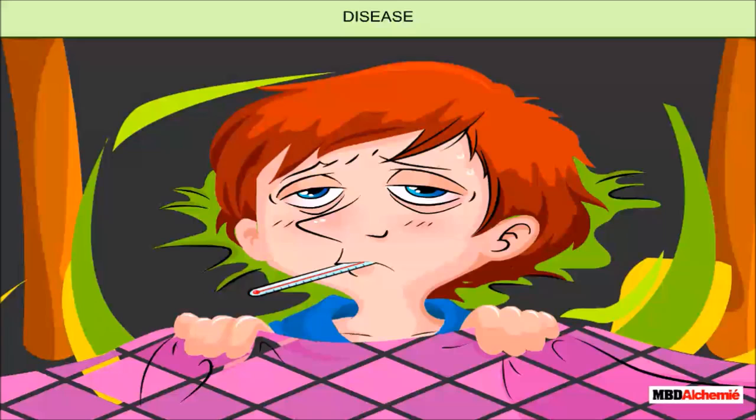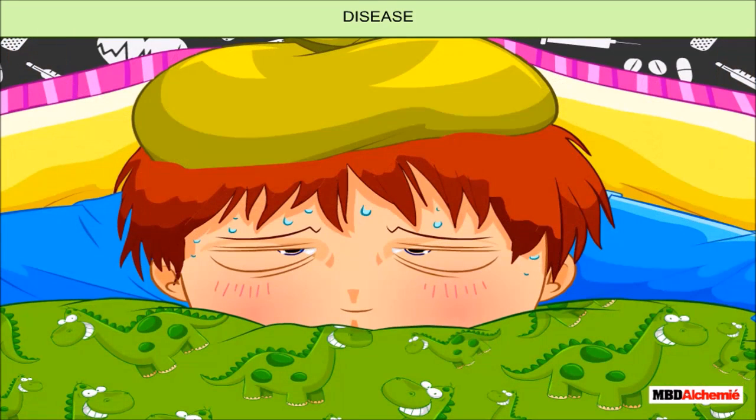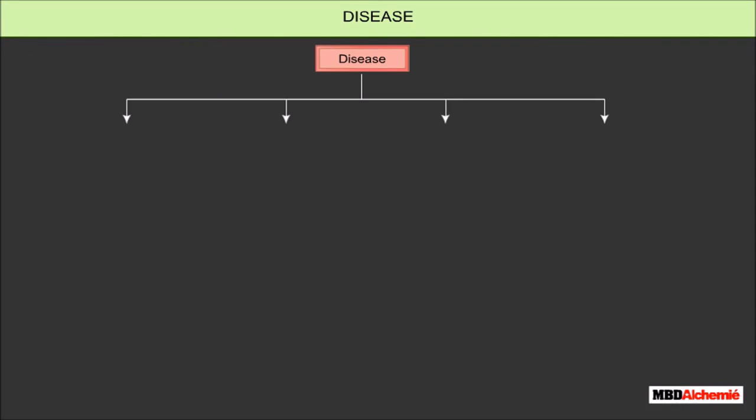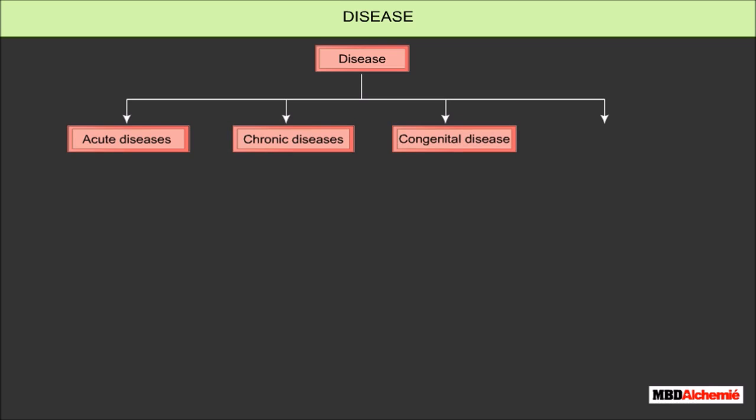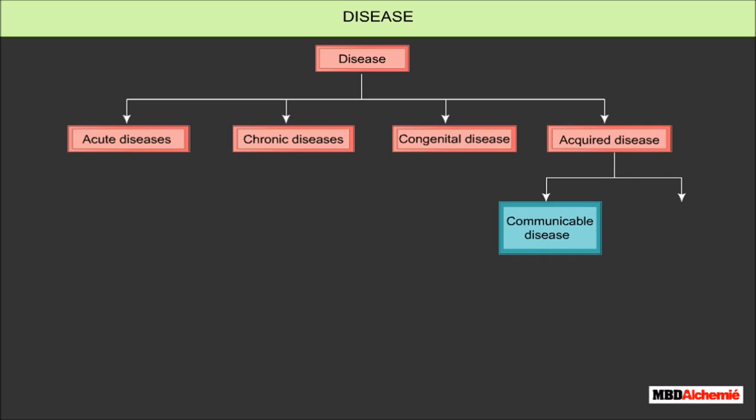Disease. A disease is an abnormal condition in which body is not able to function properly. Neither the body nor the mind of the patient is at ease. Diseases are classified into the following categories: acute diseases, chronic diseases, congenital diseases, and acquired diseases. Acquired diseases can be communicable or non-communicable.